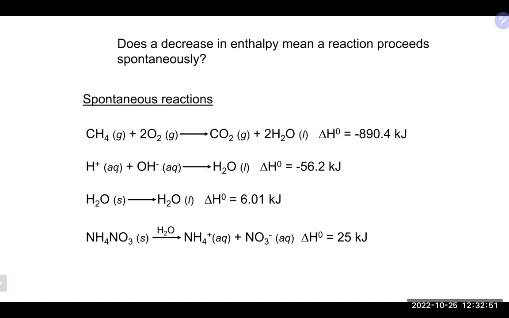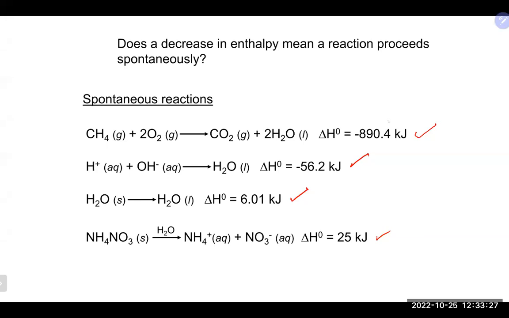The other thing that we sometimes think about, and maybe is a misconception, is the idea that a spontaneous reaction needs to be exothermic. Like it has to be releasing energy for the reaction to take place. And all these reactions down here on the bottom, they're all spontaneous reactions. So we have a combustion reaction, which is exothermic. We have the formation of water, which is exothermic. We have the melting of ice, which is actually endothermic. And we have this one, which is basically dissolving a solid.